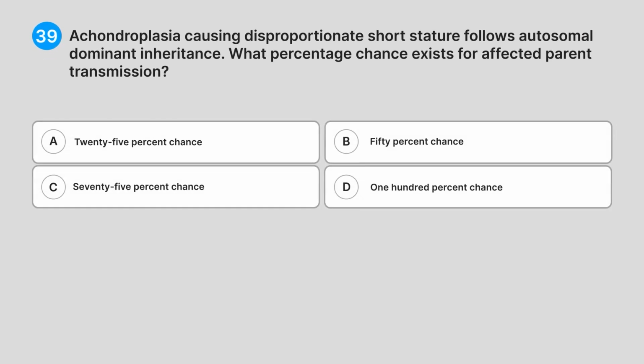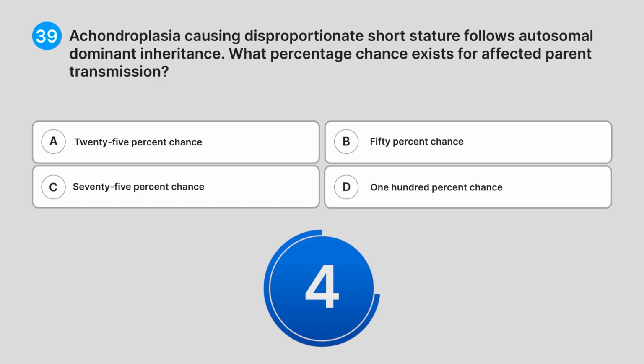39. Achondroplasia causing disproportionate short stature follows autosomal dominant inheritance. What percentage chance exists for affected parent transmission? A. 25% chance. B. 50% chance. C. 75% chance. D. 100% chance. Can you guess the answer?